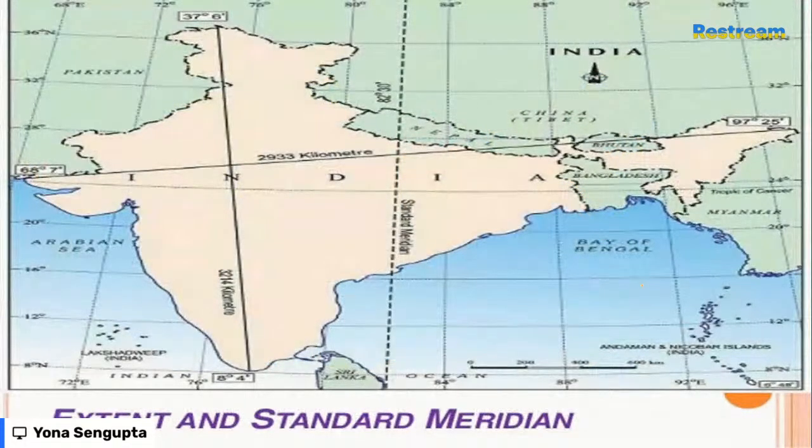Do you know there is a very interesting fact? Do you know that the southernmost point of the Indian Union, which is the Indira Point, got submerged under the sea water in 2004 during the tsunami? So there was a tsunami in 2004, and the Indira Point got submerged under the sea water.